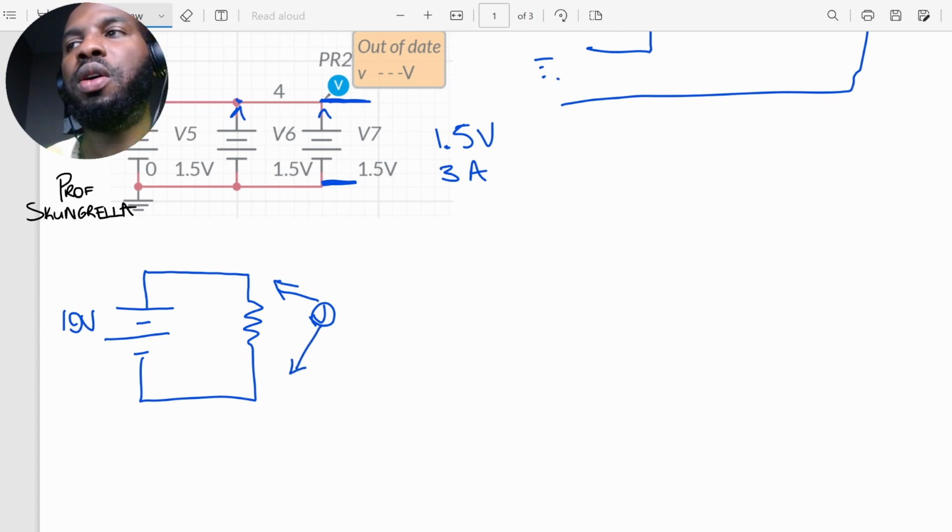That is also a law of conservation of energy, right? We have a law called KVL, or Kirchhoff's voltage law. It says that the voltage drop here, which is 10 volts, is going to be equal to the voltage source.